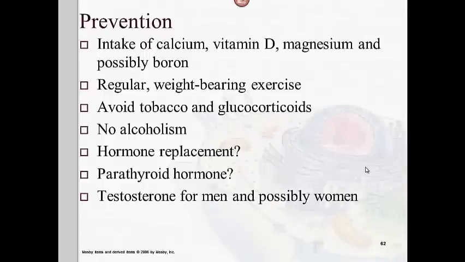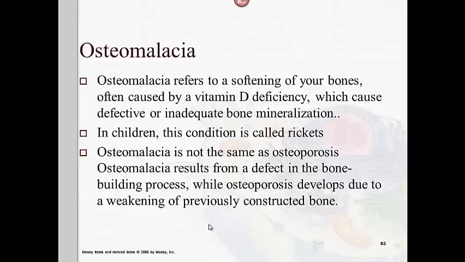How do you prevent? By improving calcium, vitamin D, and magnesium intake, weight-bearing exercises, avoiding alcohol and tobacco abuse, avoiding glucocorticoids if possible. If you're postmenopausal, hormone replacement therapy, you could give parathyroid hormone, testosterone for males, and estrogen and progesterone for women.